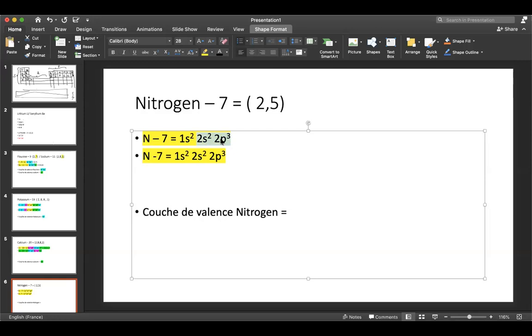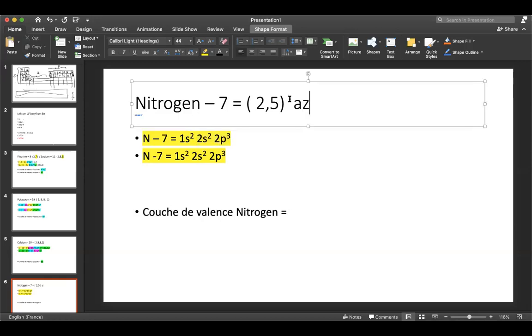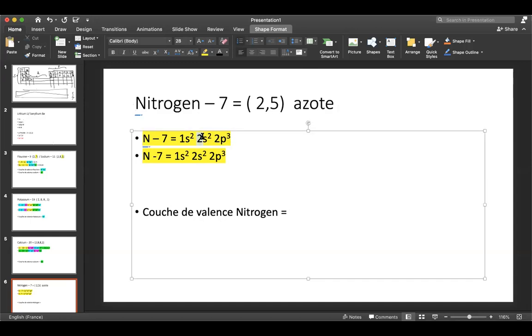So what's the couche de valence for nitrogen? Azote. Nitrogen is called azote. So the couche de valence is 2s2, 2p3. Let's hope everyone saw how we're doing the couche de valence and so on. Yes, everyone was seeing how we're doing the couche de valence.